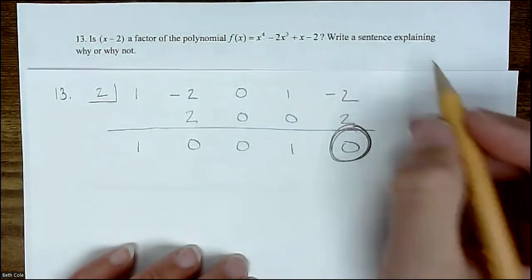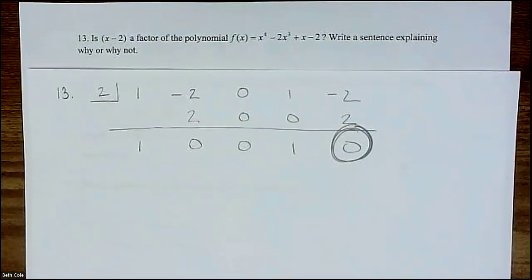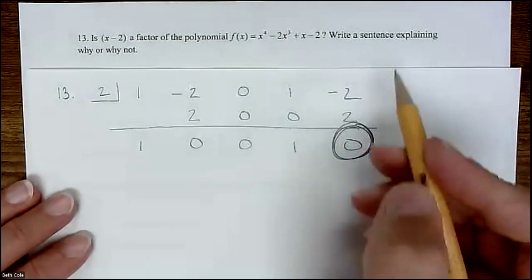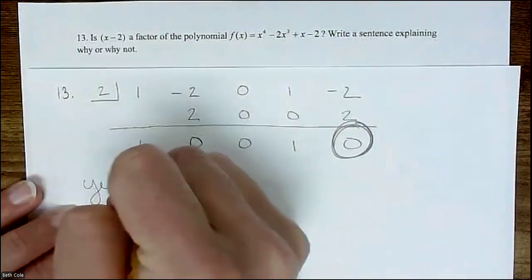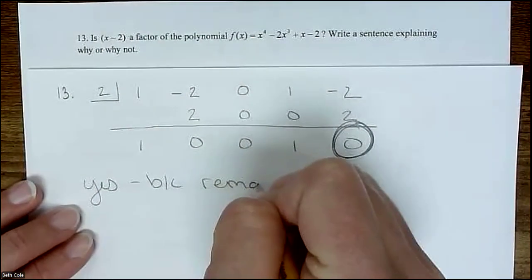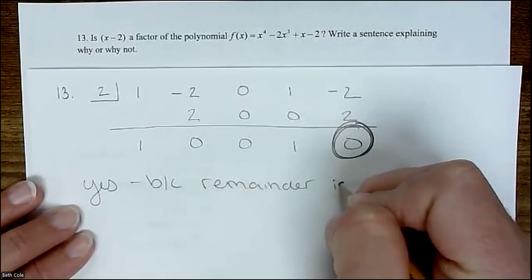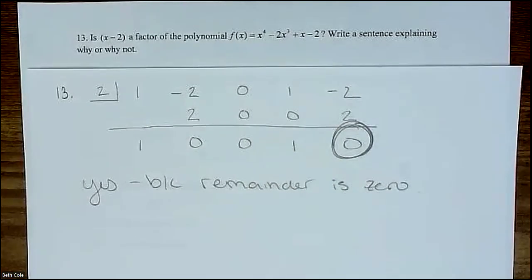So we're going to write a sentence. Now, I became a math teacher, not an English teacher, because I don't want to grade any essays. I want a sentence, like a little teeny little sentence. Okay. So what are we going to say? Yes, because remainder is 0. That's all I want.